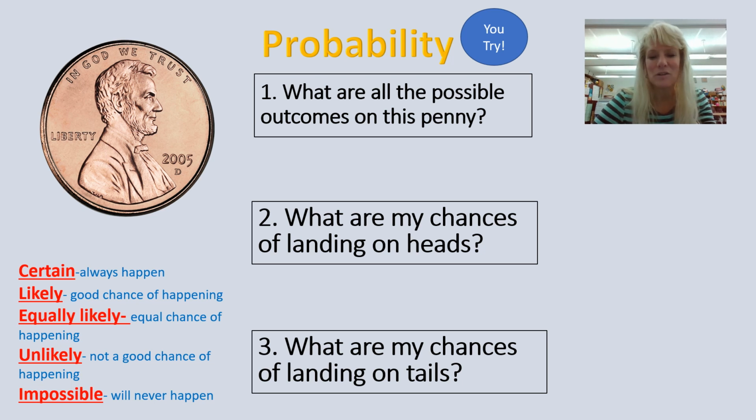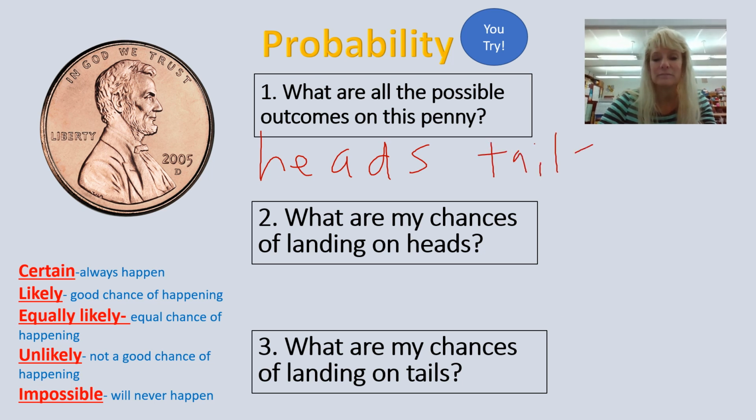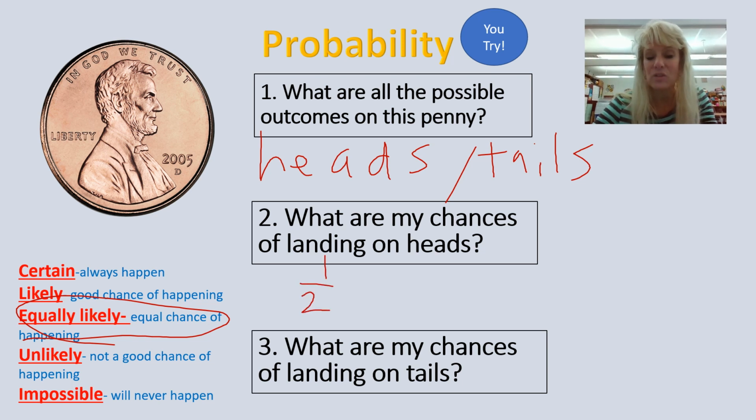What are the possible outcomes on this penny? You're going to have heads as one side, and you're going to have tails on the other side. Okay, so you have two possibilities, heads and tails. Now, this is a good one because what are my chances of landing on heads? This is where we go back to that equal chance. And the reason that we have an equal chance is because there are two possibilities. And one out of those two possibilities is landing on heads, and one out of those two possibilities is landing on tails.